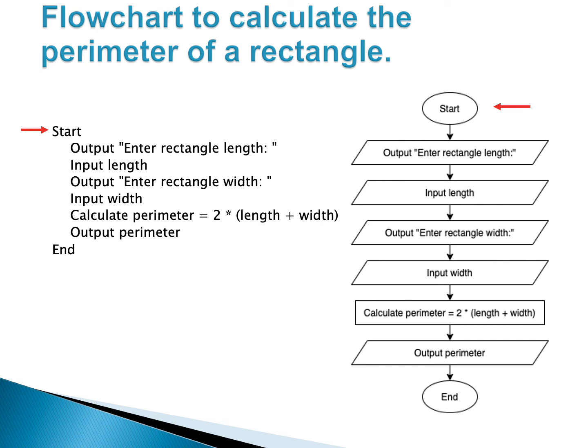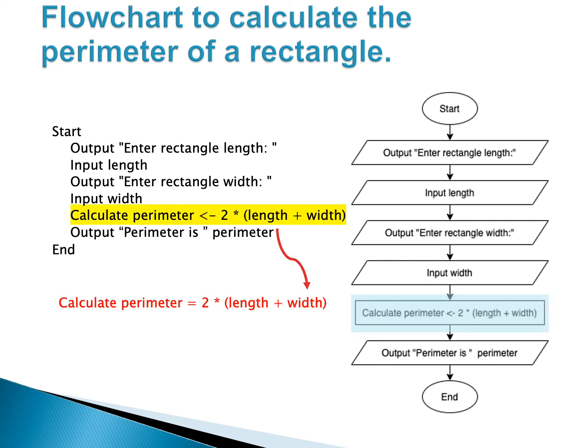Referring to the same question and pseudocode that we have written before, we can draw our flowchart. We have our start in the rounded rectangle, or a circle, or even an oval. We have our output and input in parallelogram, and then our process in rectangle. And finally, our end in a rounded rectangle, circle, or an oval, the same as our start.